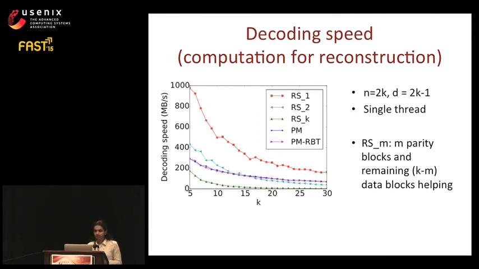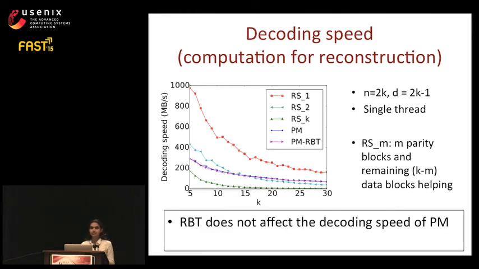So first of all, observe that the transformation does not affect the decoding speed. Both the original and the transformed code have the same decoding speed, and these are the purple and the blue lines at the center which are almost overlapping. The other three curves in the plot are for Reed-Solomon, and the first curve, which is at the top in red, is our Reed-Solomon decoding connecting to all the remaining data blocks and only one parity block, which is very fast.